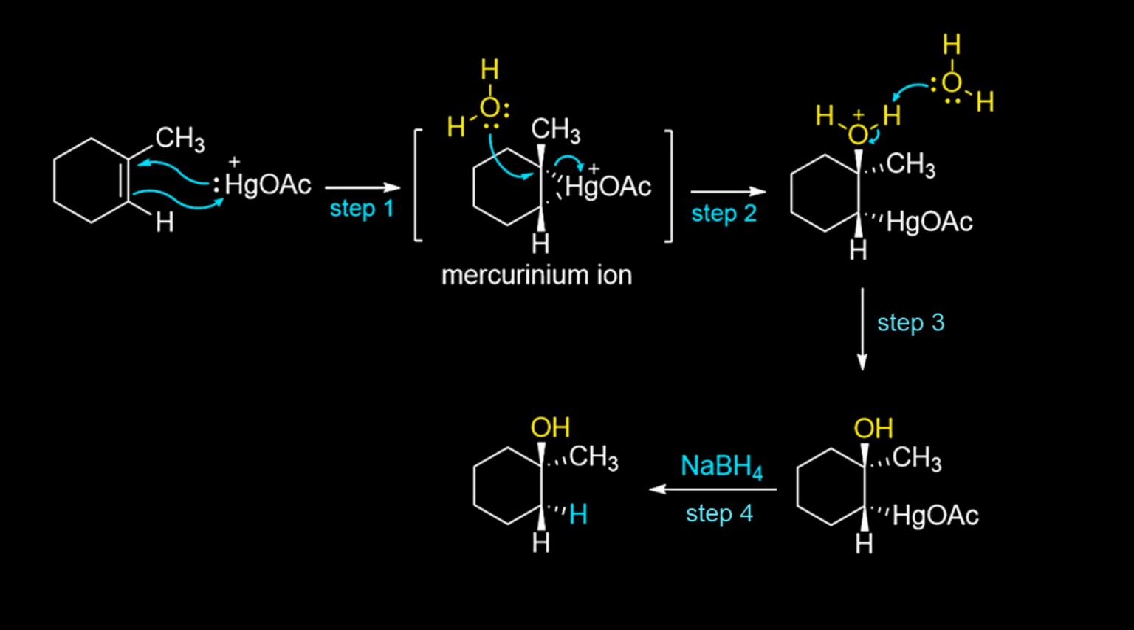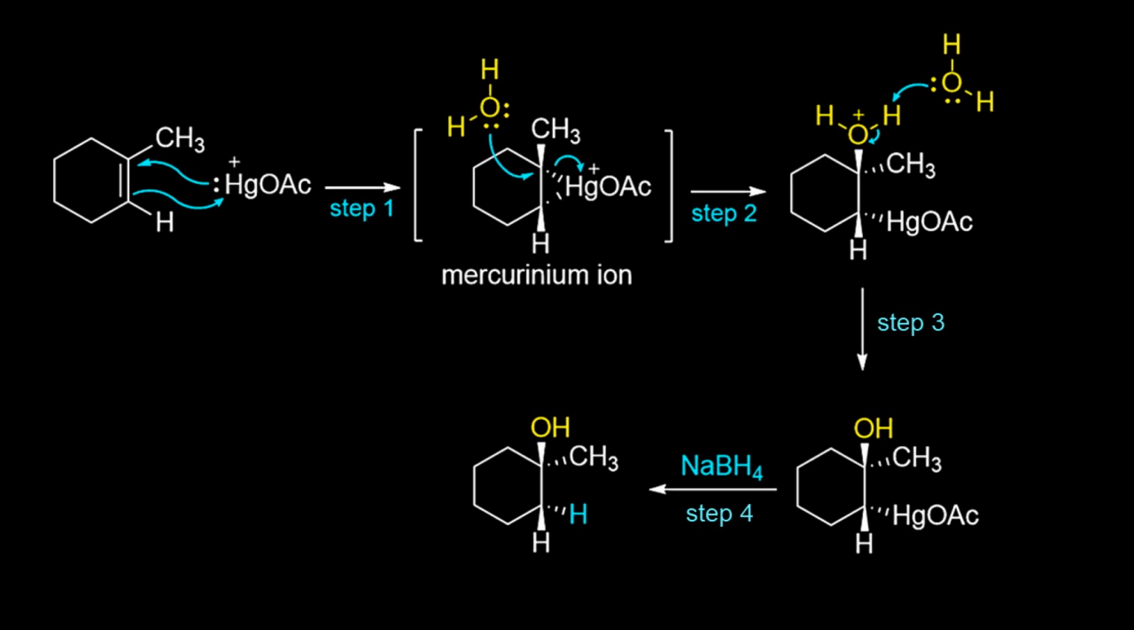In the next step, water comes in and attacks the more substituted carbon, but it has to approach from the front side because the back is blocked by the mercury bridge. And here's why it goes for the more substituted carbon. Even though there's no full carbocation ion, the bond between mercury and that carbon is a little weaker, so that carbon carries more partial positive charge. That makes it more electrophilic, so the water is more likely to attack that side. That's why we get anti-addition.